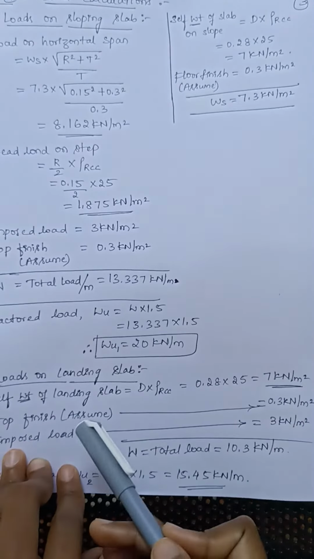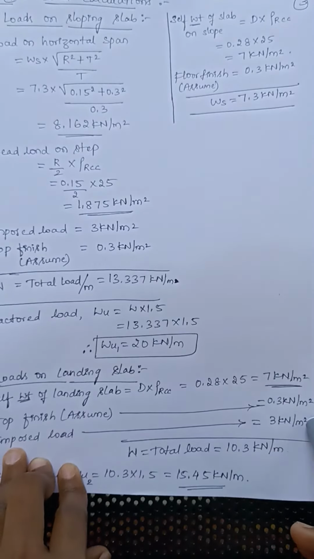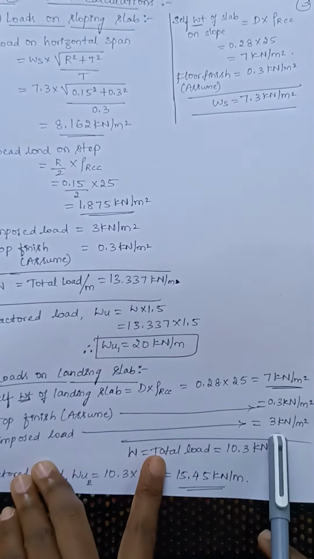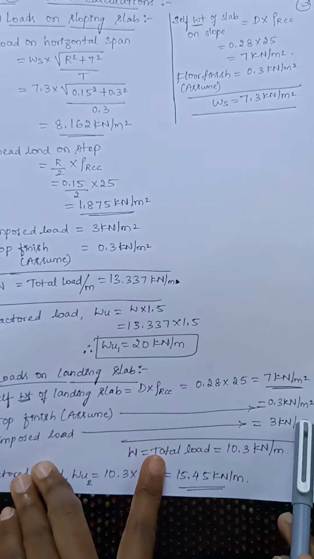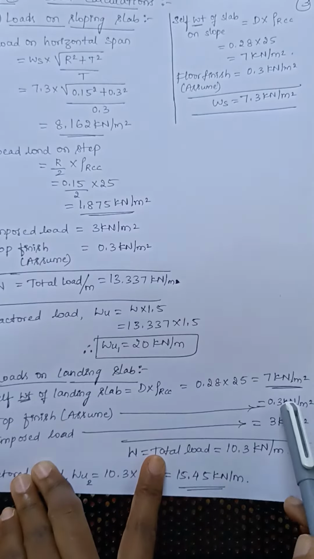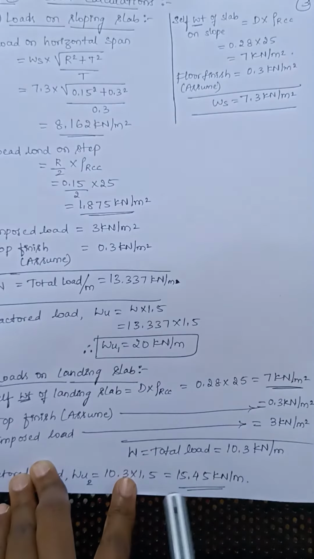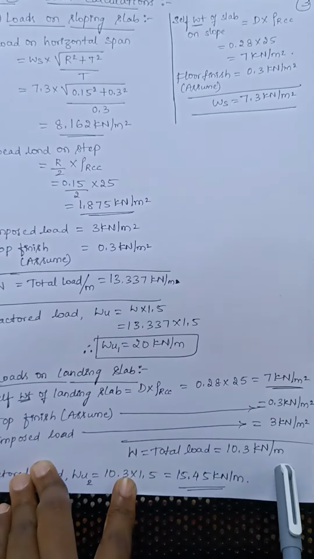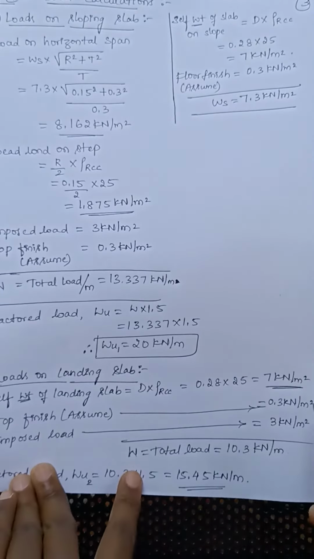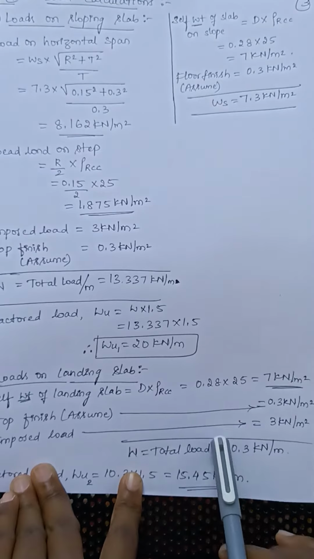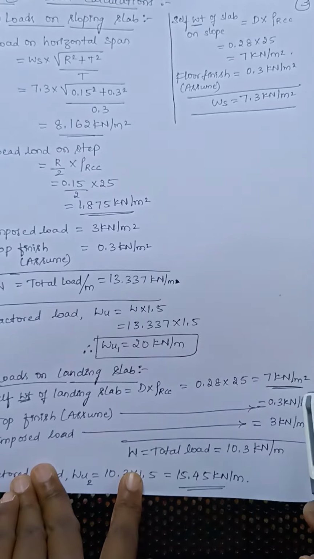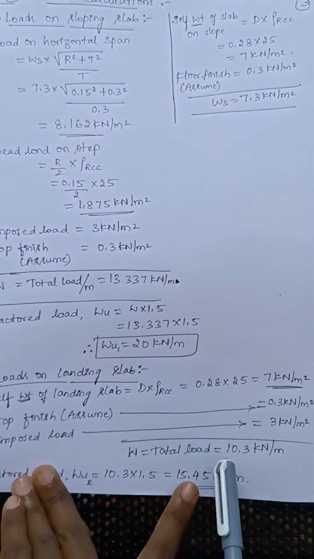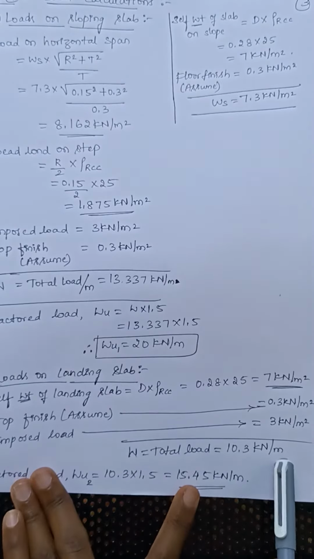And the top finish, let us assume it as the same, that is 0.3 kilonewton per meter square. The imposed load acting on the landing slab is also the same as given in the question, which is 3 kilonewton per meter square. Now let us add these three values. On adding these three values, we get a total load acting on the landing slab of 10.3 kilonewton per meter. Then the value has to be multiplied with 1. If you multiply that with 1, the load you get will be the total load per meter. Hence, I have directly written this as 10.3 kilonewton per meter.